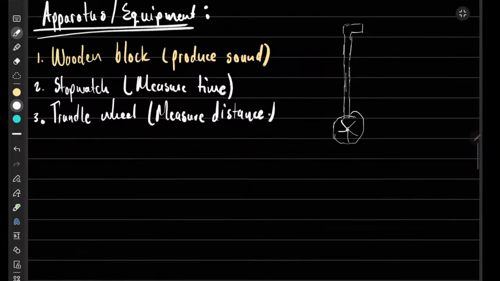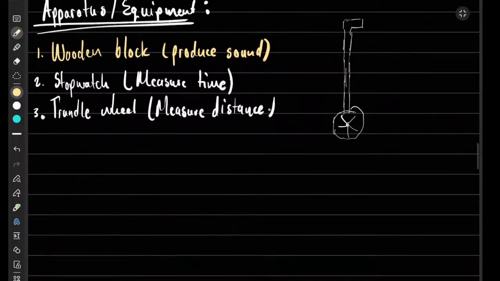You need it to measure the distance. So you need those three: the wooden blocks, which you hit together, boom, and they produce sound, and then you're going to have a trundle wheel. Now, we're not going to write that you need two people, but for this experiment, you need two people to do it.